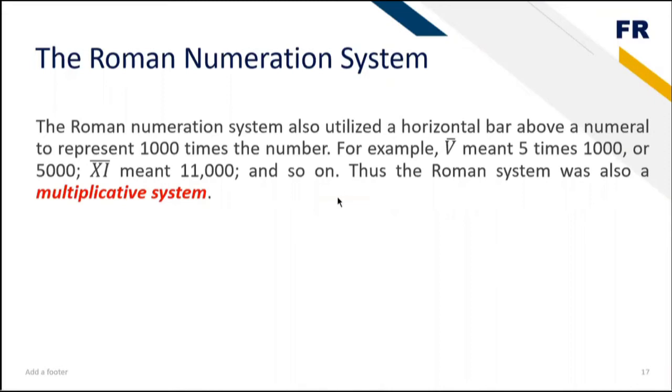The Roman numeration system also utilized a horizontal bar above a numeral to represent 1,000 times the number. For example, yung V, ito, V tapos merong bar sa ibabaw ng V, meant 5 times 1,000 or 5,000. So yung XI, merong bar, meant 11,000 and so on. Thus, the Roman system was also called a multiplicative system.